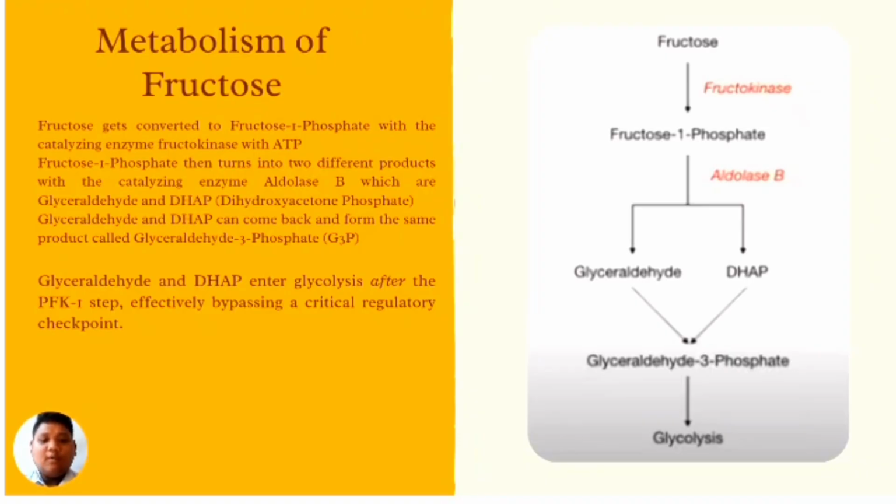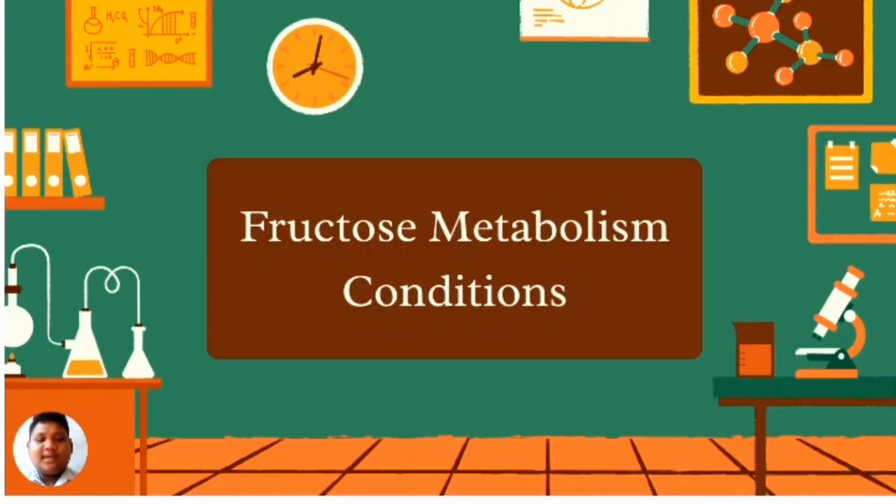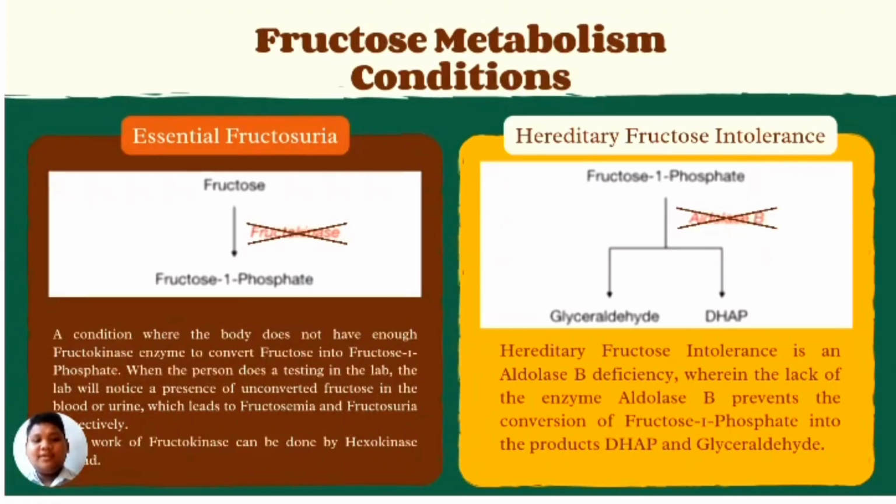Continuing on, while fructose metabolism can be versatile and efficient, it can have its own kinds of issues in the body as well. Continuing in our next tangent, fructose metabolism conditions. Let's talk about it. On your screen right now, you will see two fructose metabolism conditions, that being essential fructosuria and hereditary fructose intolerance. Let's start with the essential fructosuria.